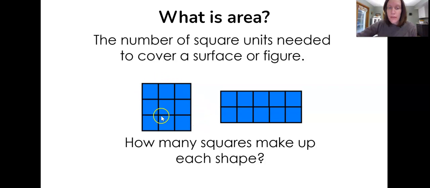So here we have two different rectangles. And the question is, how many squares make up each shape? That will tell us the area. So I could count each and I could say 1, 2, 3, 4, 5, 6, 7, 8, 9. This square has 9 square units. I can count this one too. 1, 2, 3, 4, 5, 6, 7, 8, 9, 10. This rectangle has 10 square units. That's the area of each of these rectangles.